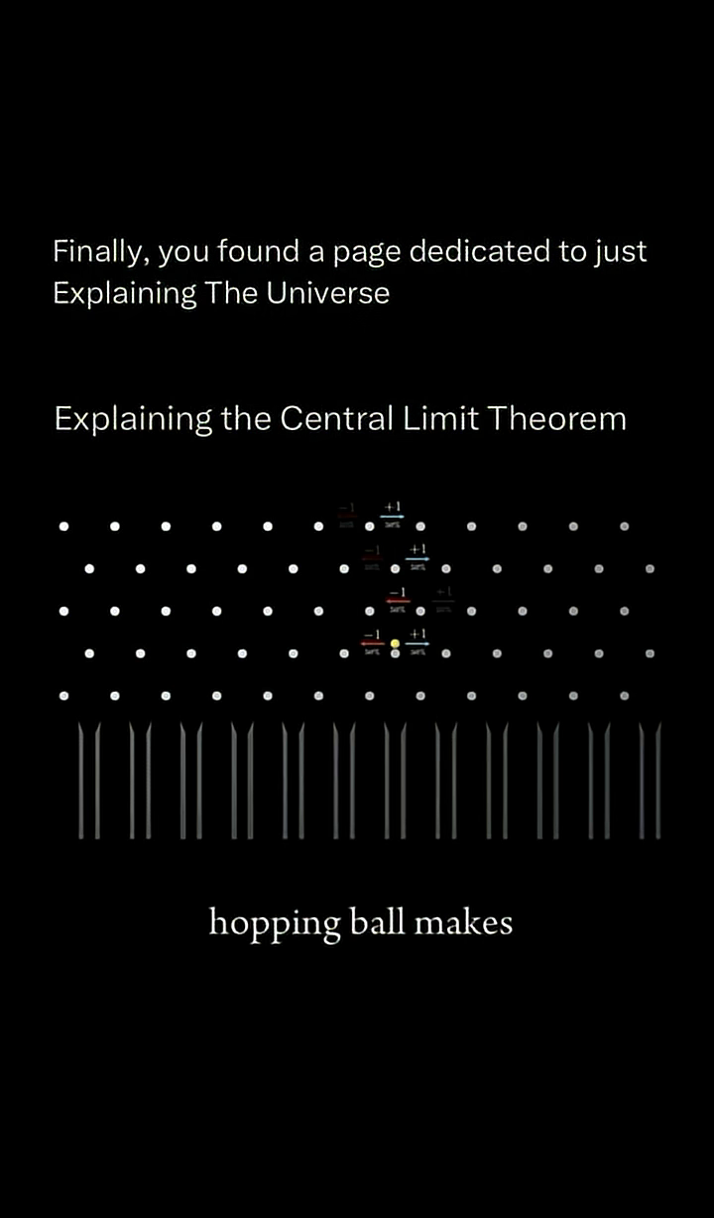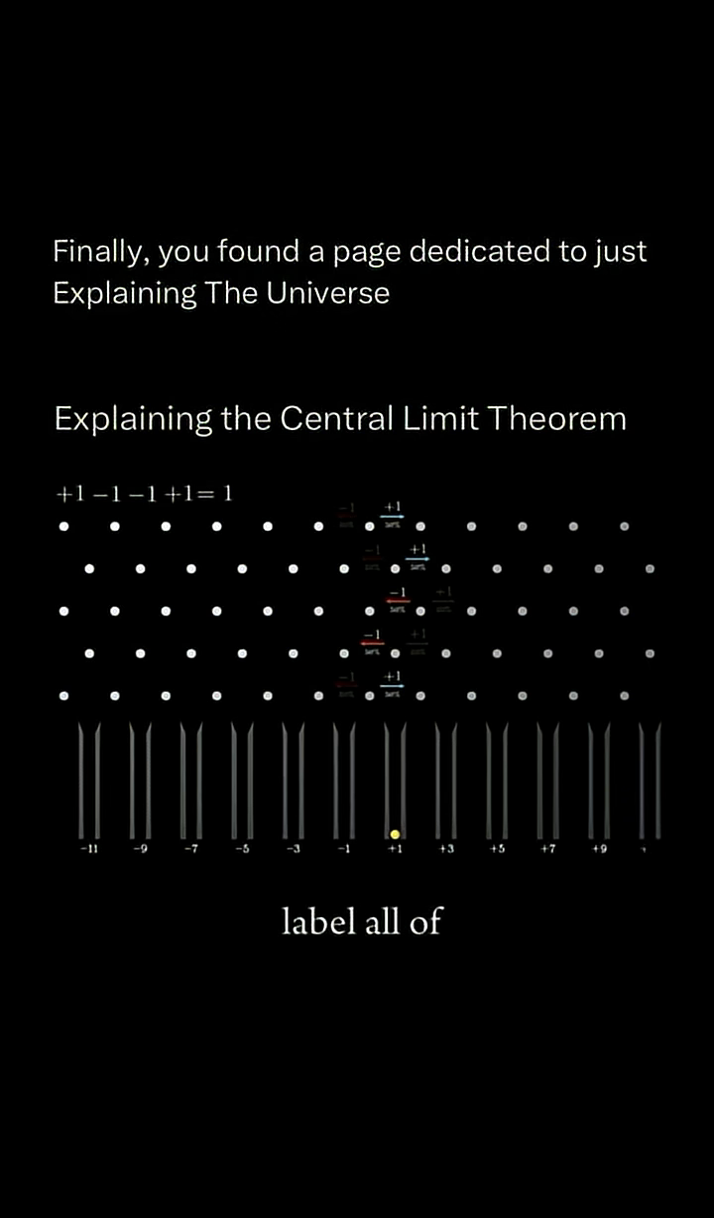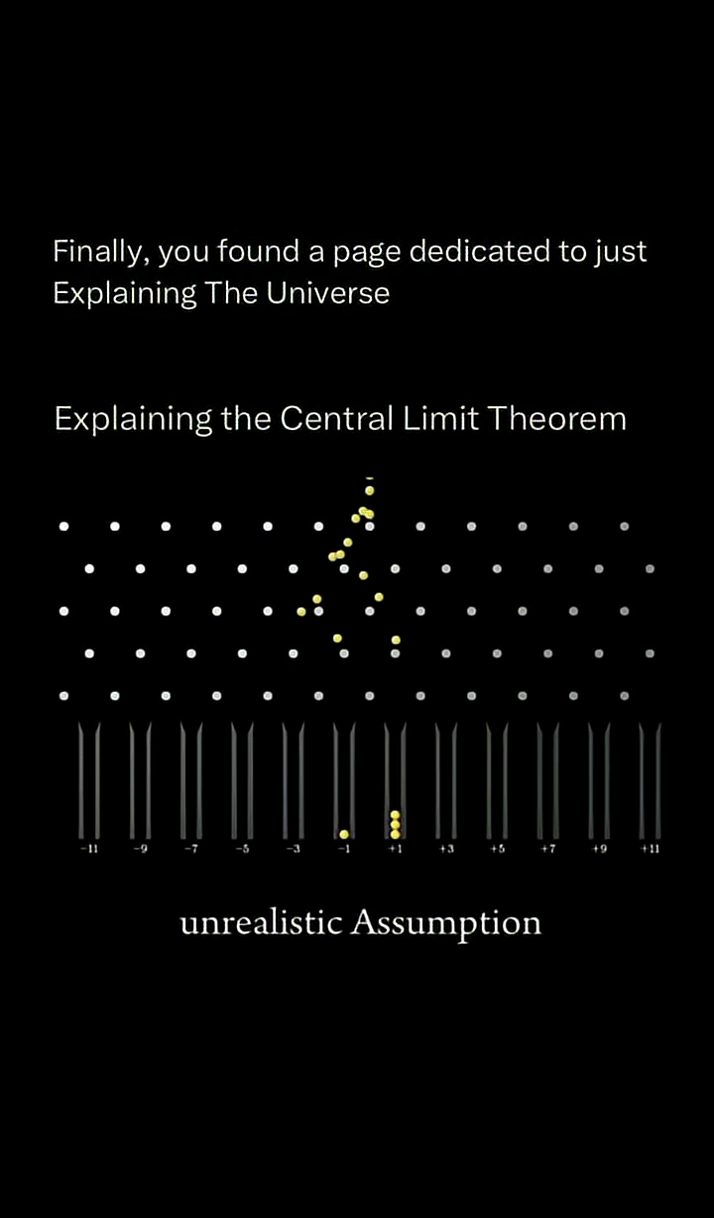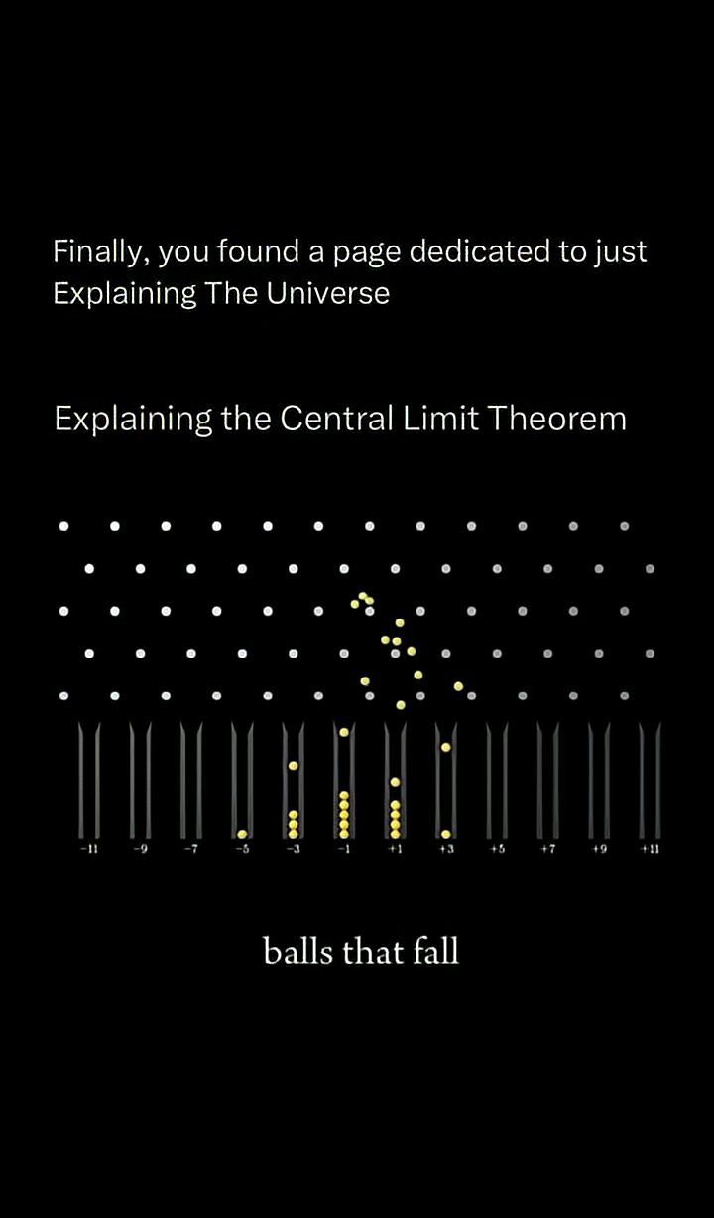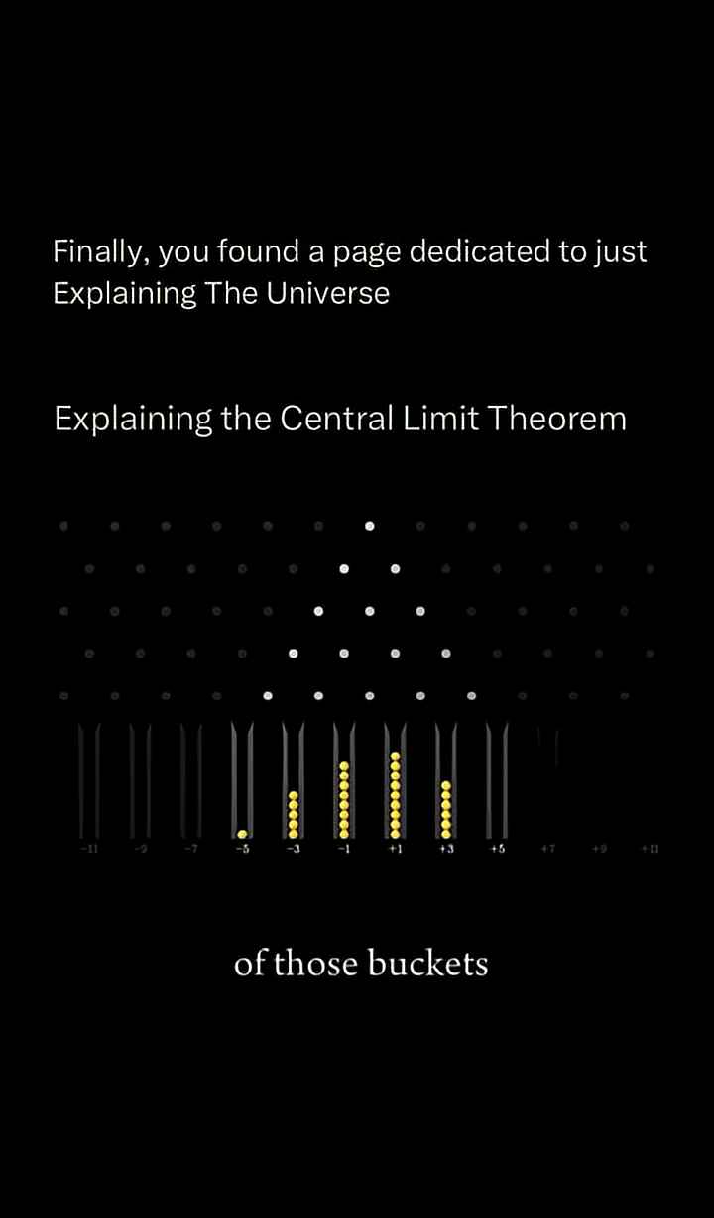So our little hopping ball makes 5 different random choices between +1 and -1, and we can think of its final position as basically being the sum of all of those different numbers, which in this case happens to be 1, and we might label all of the different buckets with the sum that they represent. If we let many different balls fall, making yet another unrealistic assumption that they don't influence each other, as if they're all ghosts, then the number of balls that fall into each different bucket gives us some loose sense for how likely each one of those buckets is.